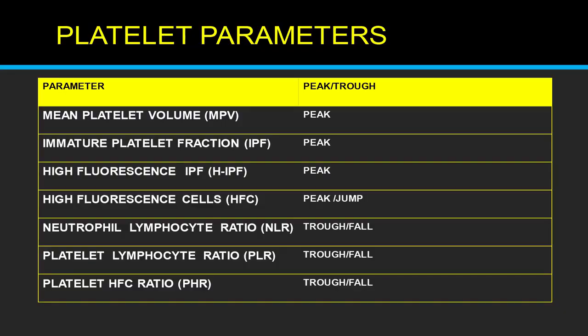So these were all the parameters that we evaluated: mean platelet volume, IPF, high fluorescence IPF, high fluorescence cells, neutrophil lymphocyte ratio, PLR, and platelet HFC ratio. The first 3 parameters were showing a peak value, just like IPF. In HFC, along with the peak, we also measured the HFC jump. That jump was classified as a 3 to 4 times rise from day to day, and that was considered as the base point. And for neutrophil lymphocyte ratio, platelet lymphocyte ratio, and platelet HFC ratio, along with the trough or the nadir points, we were also evaluating falls. That fall was classified as more than 50% fall intraday.